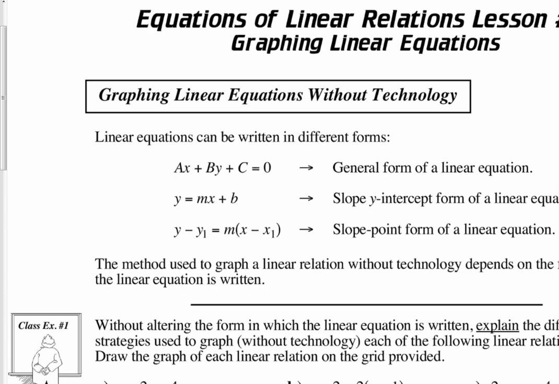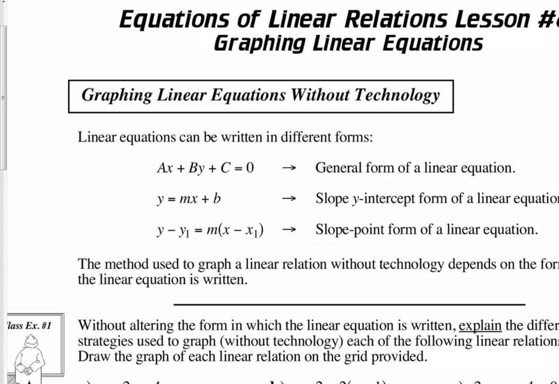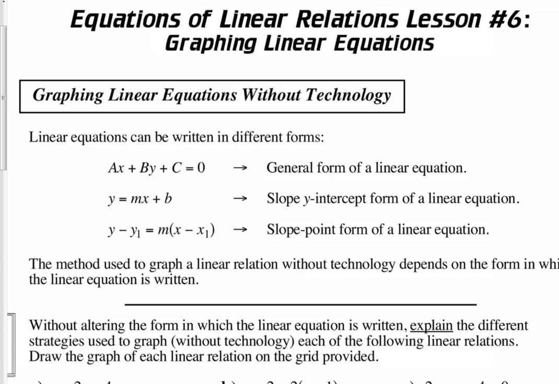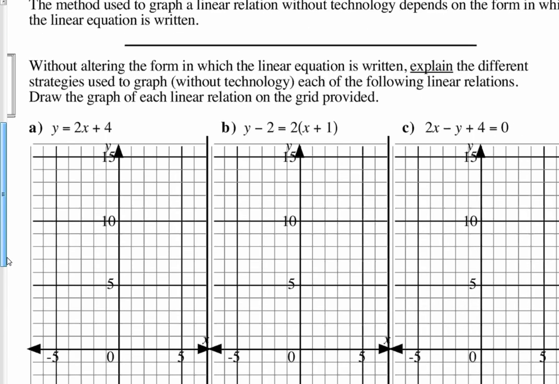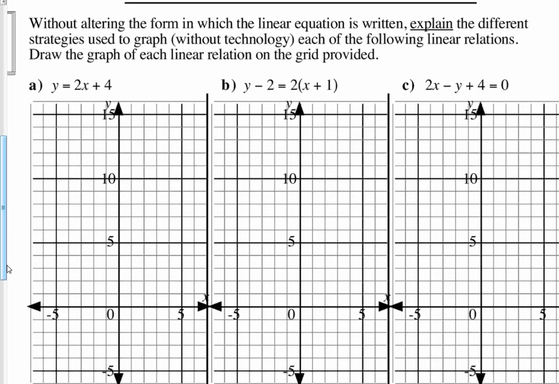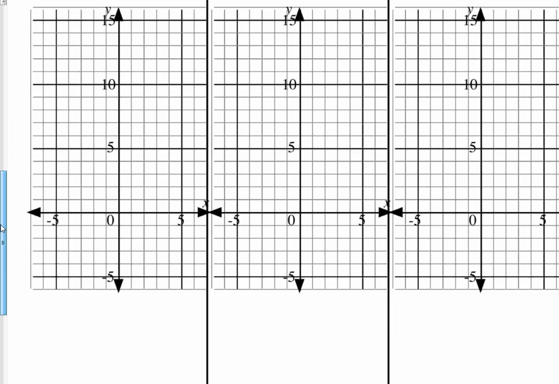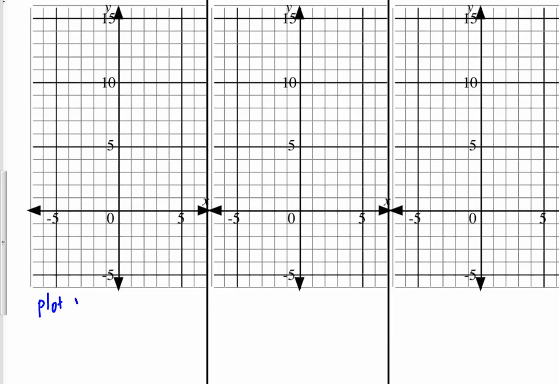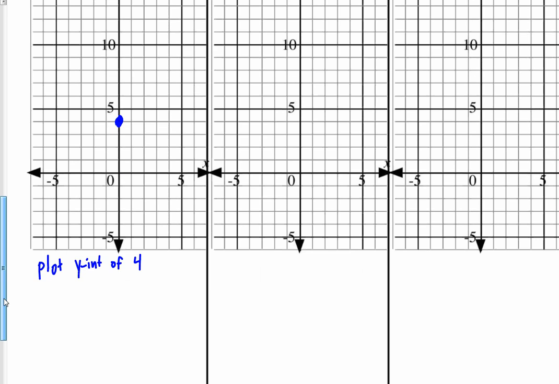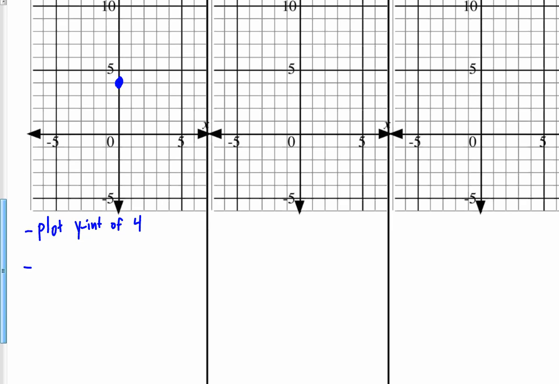So can you turn over quickly to lesson 6? And we're going to go through this quick. How would you graph the line y equals 2x plus 4? Okay, so you'd plot the y-intercept of 4. Okay, let's do that. So plot y-intercept of 4. Then what would you do?